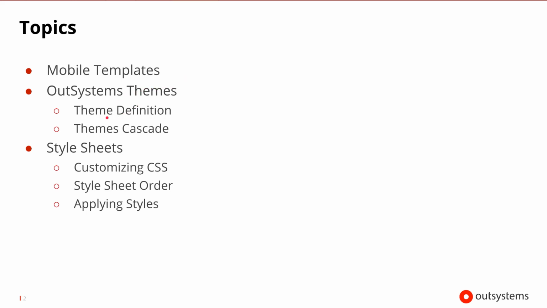We'll talk about what is included in a theme definition and the fact that themes cascade or override each other depending on the types of styles that are inside them. We'll then look at the individual style sheets that can be applied to different elements, and we'll talk about how we can customize those CSS style sheets and those CSS elements.